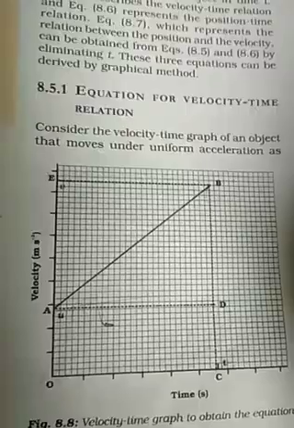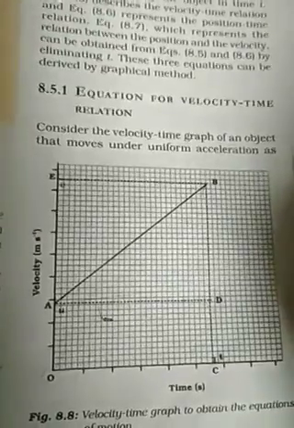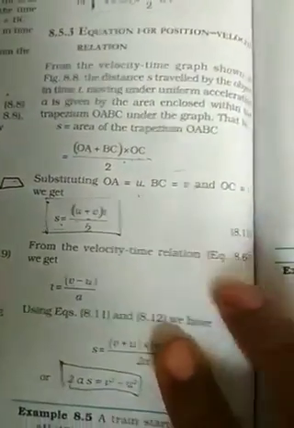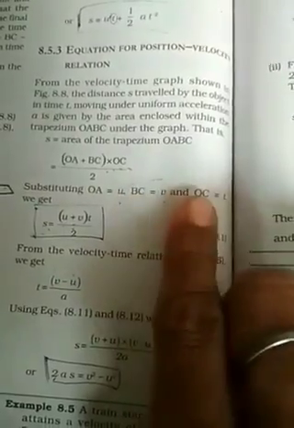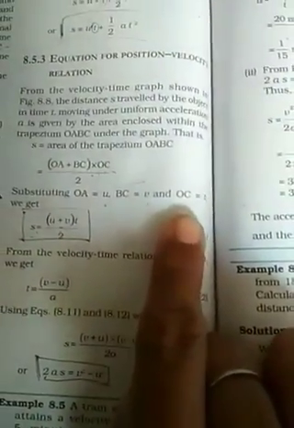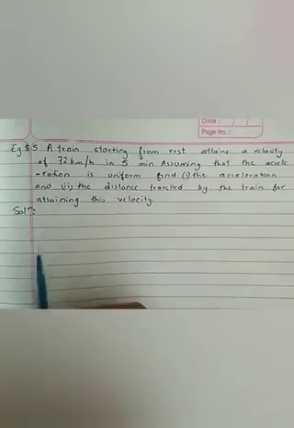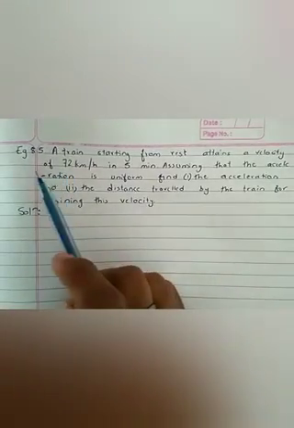Here OA is how much? It is U, that is, it is starting from U meters per second. That is the initial velocity. And what is the final velocity? It is V meters per second, right? That is BC. And what is distance OC? Time T seconds, right? When we substitute all this information in this equation, let's start solving example 8.5.